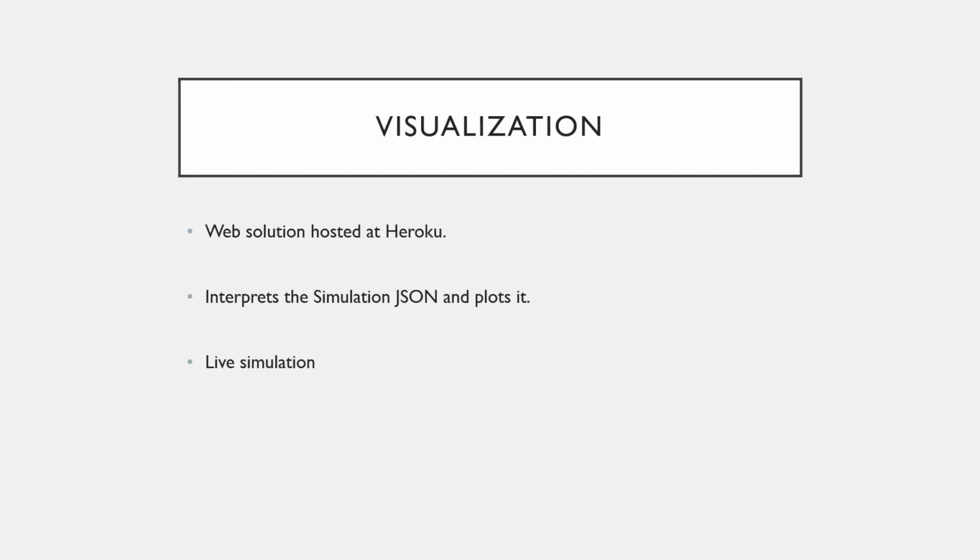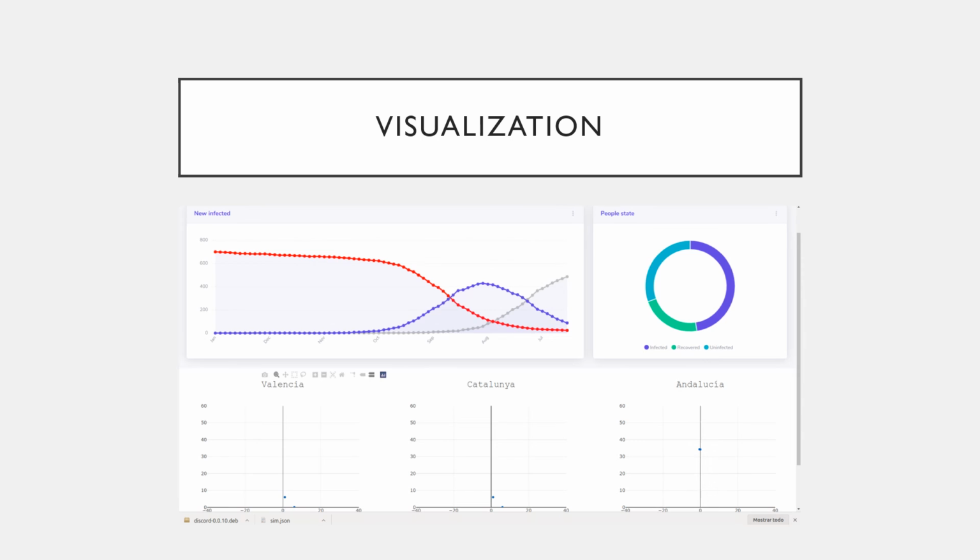And then the last part is the visualization part, where we have created a web page, and there we visualize the results of the simulation. To do that, we get the JSON that the Python agent creates, and we just plot it and show the results. As I said before, it's a live simulation, so it shows the simulation depending on the time.